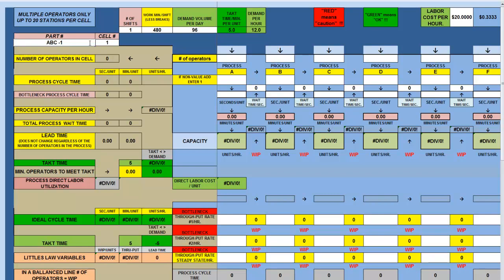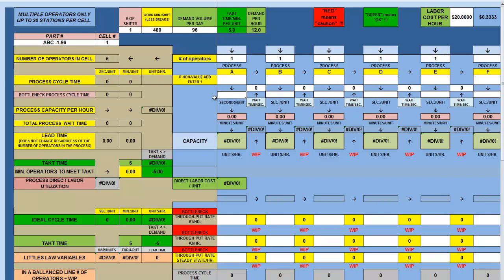Let's say we have an existing work cell with 5 processes and 5 operators used to assemble part number ABC-1. First, we would change the -1 to -1-96 to represent the current demand for future reference purposes. Next, we would enter the number 1 in the blank cells above the process cells that we plan to use. For this example, we will be using processes A through E.